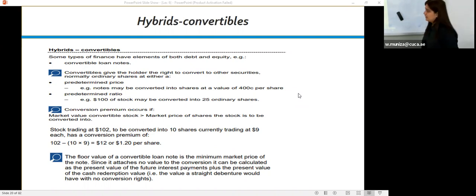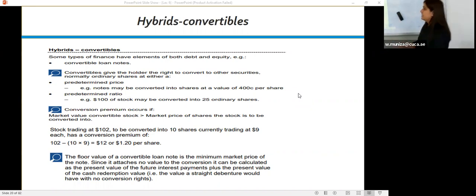And what is the floor value? Floor value is again jargon. It is the value of the convertible loan note, the minimum market price of the note. Since it attaches no value to the conversion, when the loan note has to be converted into shares, right now you do not know at the time of conversion what value it is going to have. So it is attaching no value to the conversion, but you want to know how much value it is going to have, because that is how you are going to make any kind of decision.